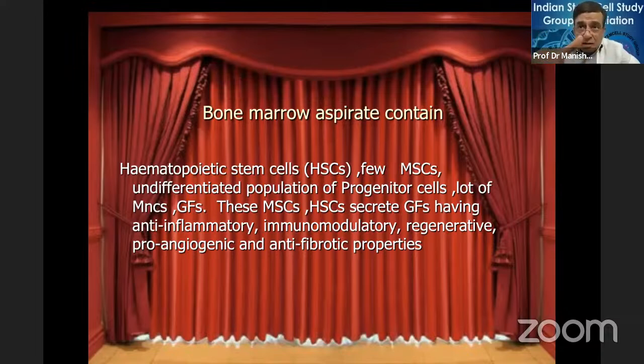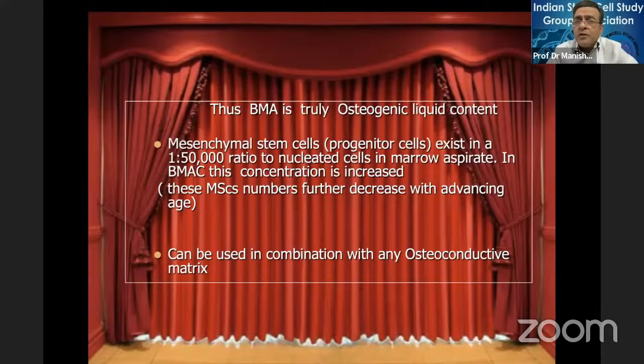if you inject PRP or a bone marrow concentrate, you are going to have a fibrinolysis. Even a scar can be made very thin. So these are the advantages, but we are concerned with orthopedics only. This bone marrow aspirate is an osteogenic liquid content. Now coming to the mesenchymal cells, they exist in very small numbers, practically very less, about 1 in 50,000 in ratio to the nucleated cells. You can understand how few they are.